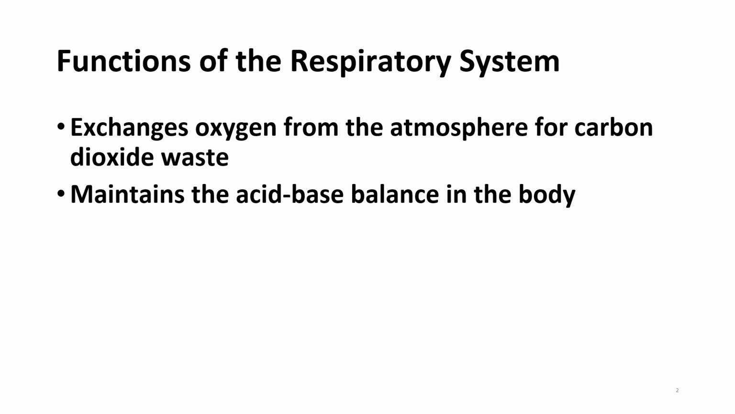Another secondary function of the respiratory system is that it helps maintain the acid-base balance in the body. I think we talked a little bit about the importance of acids and bases in the bloodstream. If the blood becomes too acidic for whatever reason, one of the ways that the body can bring that back to normal is by breathing faster and deeper by blowing off more carbon dioxide. Blowing off more carbon dioxide brings the pH level of the blood back up to its normal level.